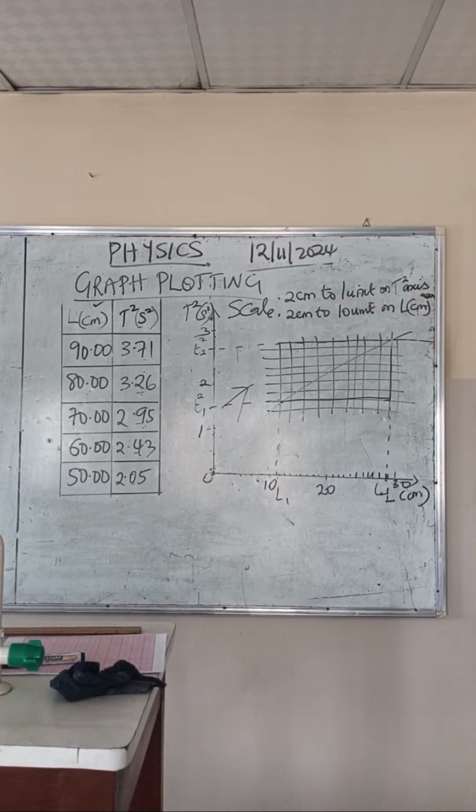The first one is 3.7. 3.7 against 90. This is correct. 3.3 against 8. 3.0 against what? 70.